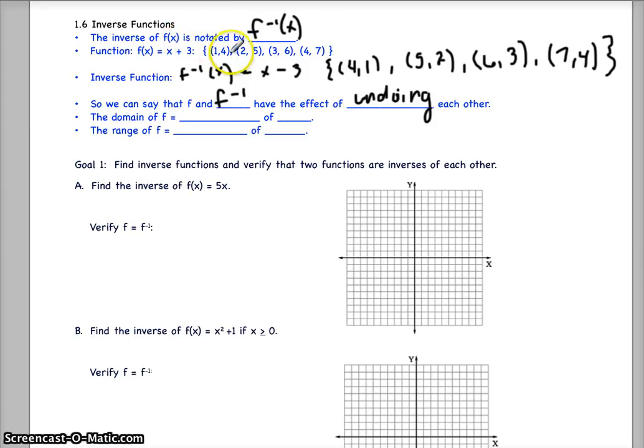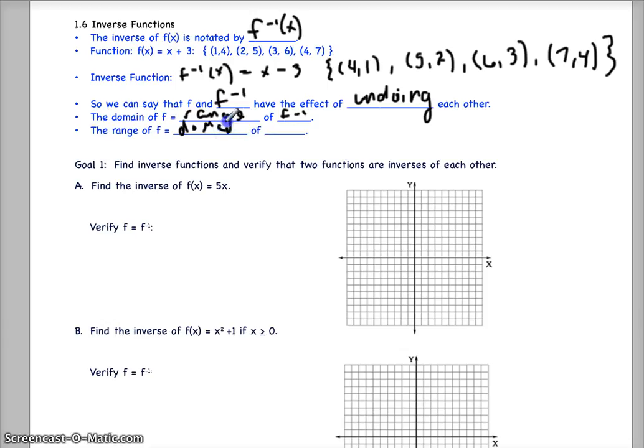What else happened? I see that the domain of f was the range of f inverse. 1, 2, 3, and 4 were the domain of f. 1, 2, 3, and 4 were the range of f inverse. I see that the range of f is the domain of f inverse.